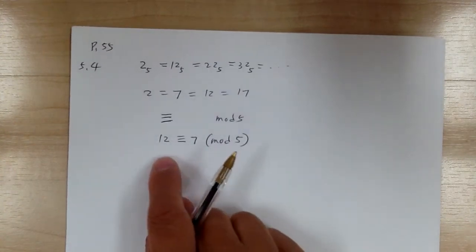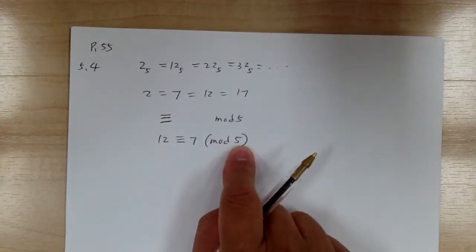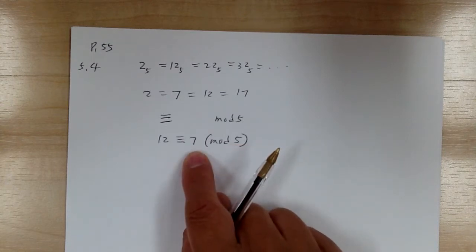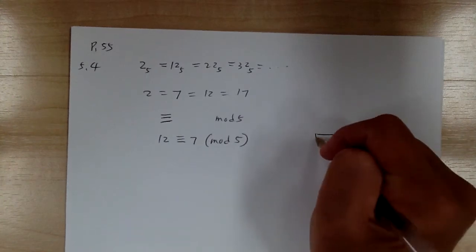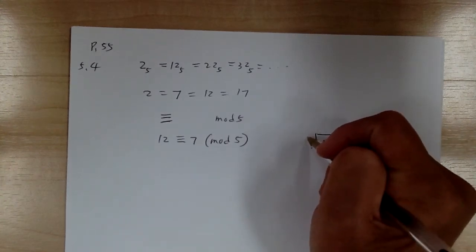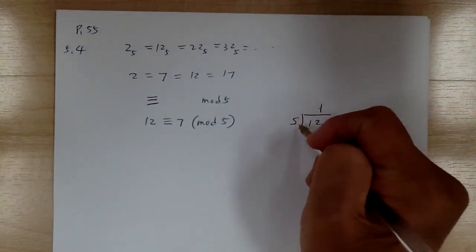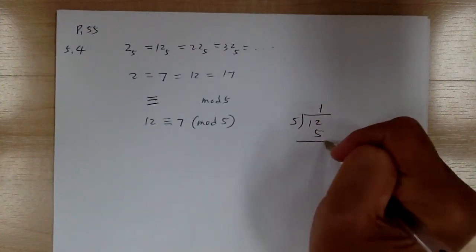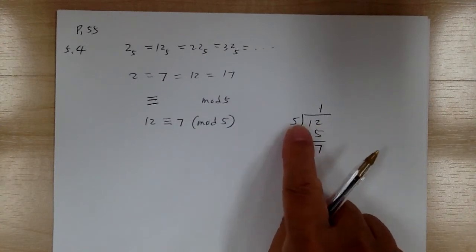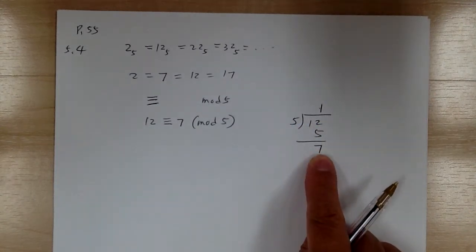What it's saying is that 12 divided by 5 can end up with a remainder of 7. The way to do it is, for example, 12 divided by 5. You don't always have to use the maximum. You can just use 1. So 5 times 1 gives you 5, and so 12 divided by 5, you can get a remainder of 7.